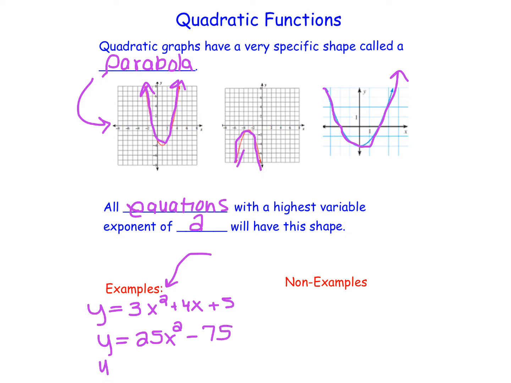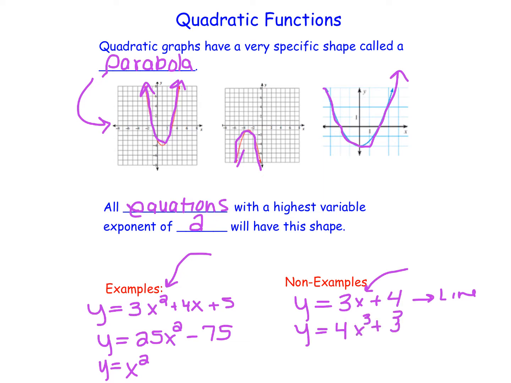And we could also have something like y equals just x squared. Notice that the highest variable exponent for all of those is 2. Some non-examples would include y equals 3x plus 4. Notice how this x doesn't have a highest variable exponent of 2. This one actually produces a line. We could also have a non-example that looks like y equals 4x cubed plus 3x squared. Again, the highest variable exponent here is 3, so it doesn't meet the requirements of a quadratic.